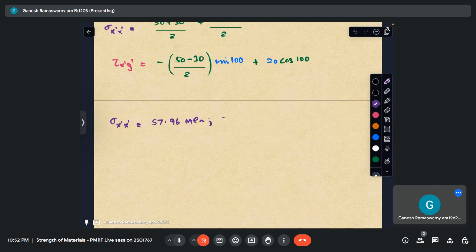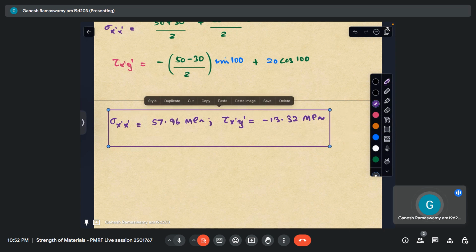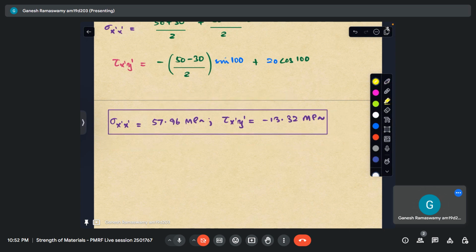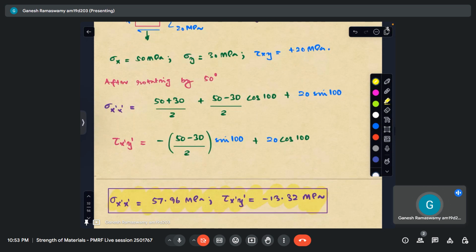Similarly, tau x prime y prime comes out to be minus 13.532 MPa. So this is our normal and shear stress on a plane that is rotated by 50 degrees. So now it begs the question, why are we doing it this way?